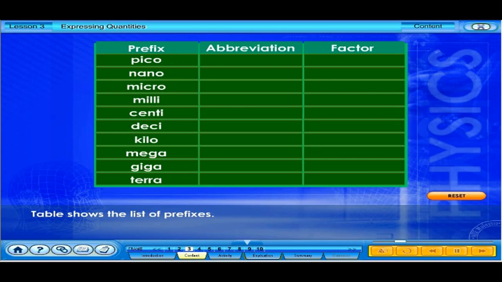The table shows the list of prefixes. Click on abbreviation and factor to get the answers.